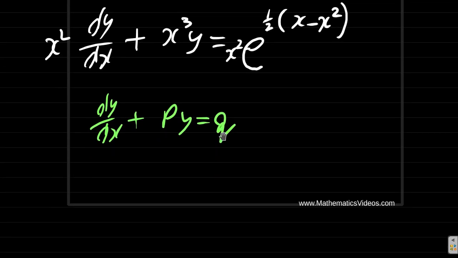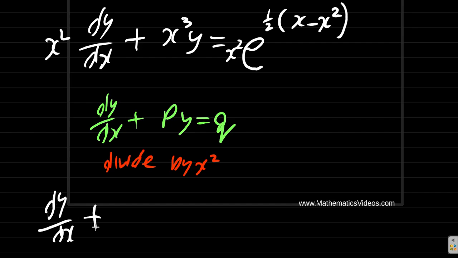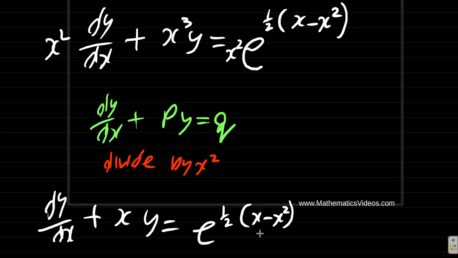Suppose we divide by x squared. Then what we have is dy by dx plus x cubed over x squared, which is x, times y equals, well, this x squared would cancel, so we have e to the half x minus x squared. Okay, good.